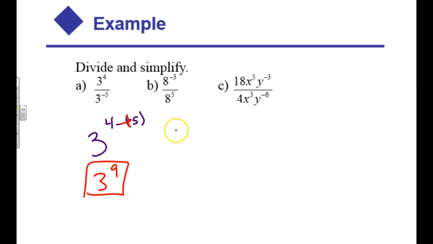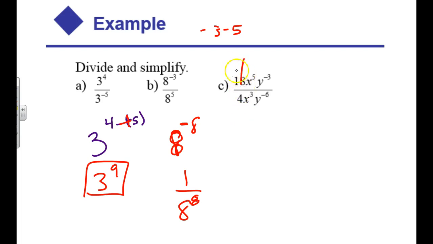It's a big number. Rewrite the base, subtract. Negative 3 minus 5 is negative 8. And again, I would probably just leave it. I'm going to reciprocate, so this is negative. I'm not going to leave a negative exponent, so I'll rewrite it as 1 over 8 to the 8th power.